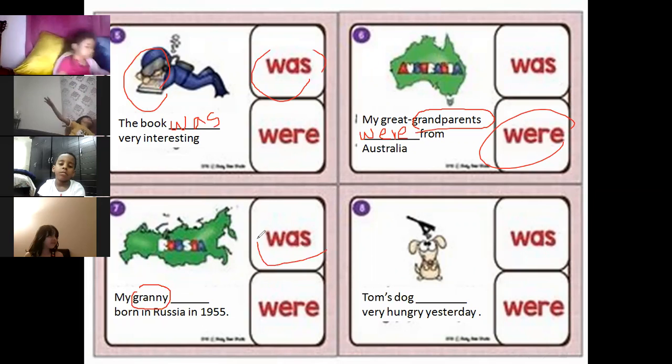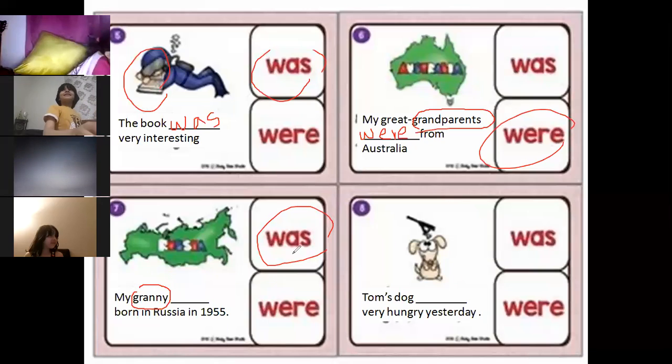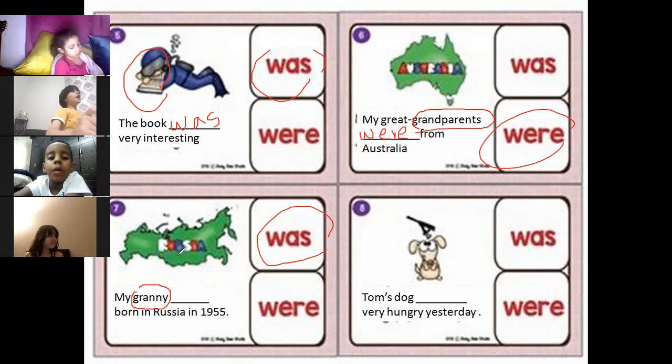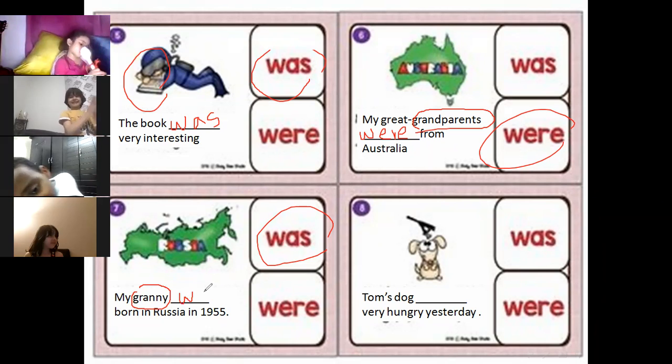Was. Excellent. Listen, for example, if I ask you, where were you born? You should say, I was born in, for example, I was born in Jeddah, I was born in Riyadh. You cannot say, I am born. No, because you were born in the past, okay? You should use the word was, okay?